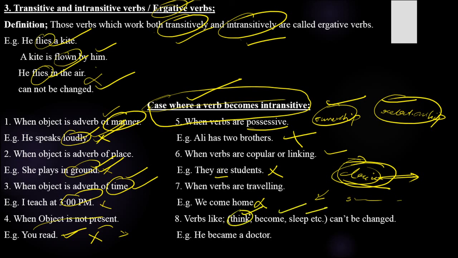Now the last rule is verbs like think, become, sleep. Such kinds of verbs you also cannot change into passive voice. Like he became a doctor. A doctor was become by him, we cannot say. Why? Because it cannot be changed just because of think, become and sleep. These verbs you will not be able to change.